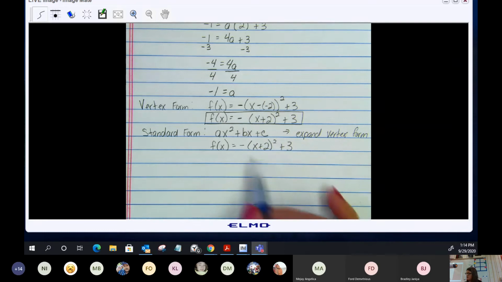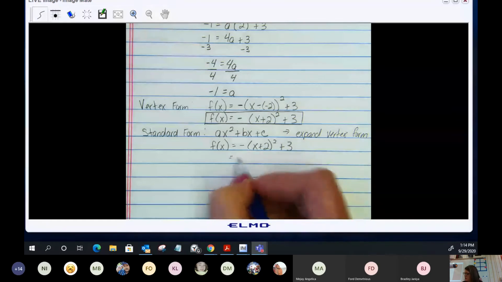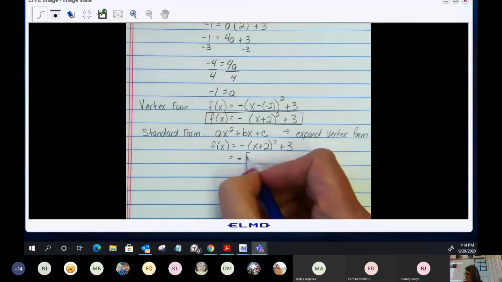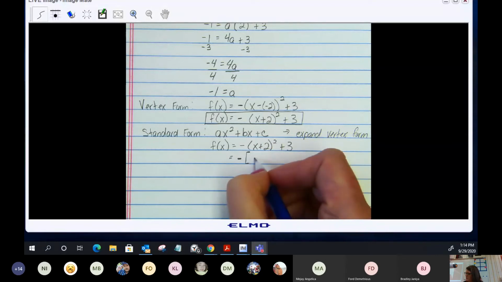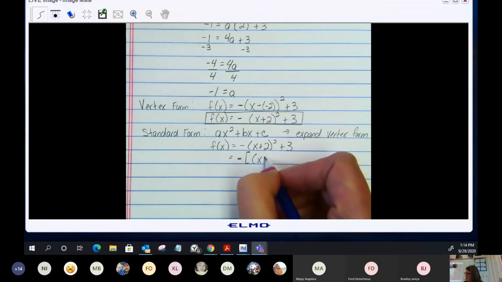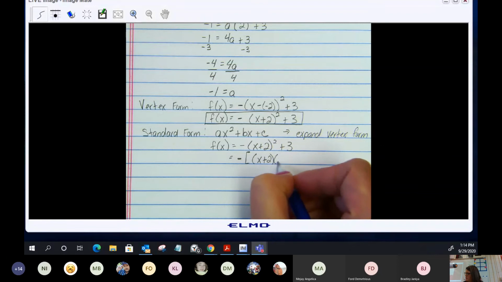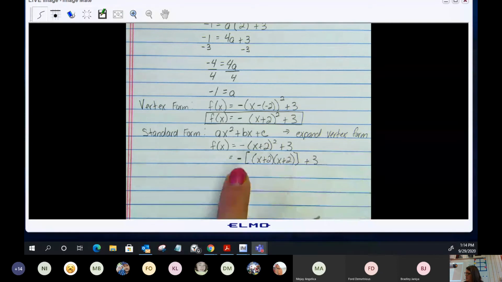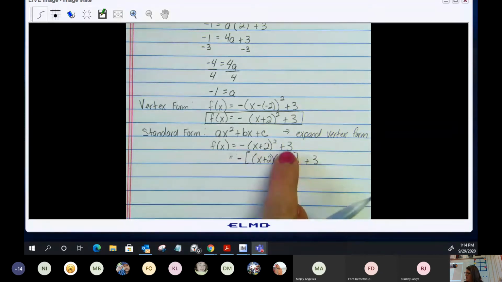And we have to be careful with this negative. So what I'm going to do is leave the negative alone. I'm going to expand my x plus 2 squared. I'm going to use a bracket so my parentheses don't get all blended together. x plus 2 squared can be written as x plus 2 times x plus 2, plus 3. And I'm separating these because this negative does not apply to the 3 at all. So I've got to be very careful about how I distribute that negative.